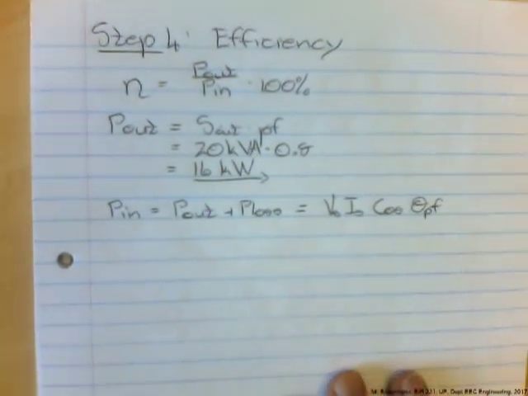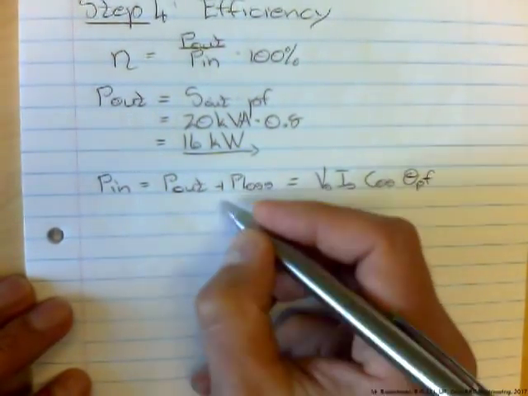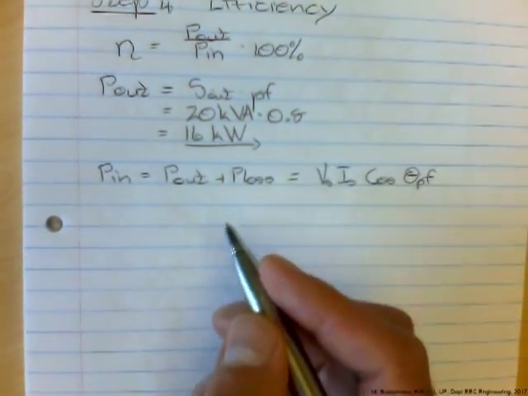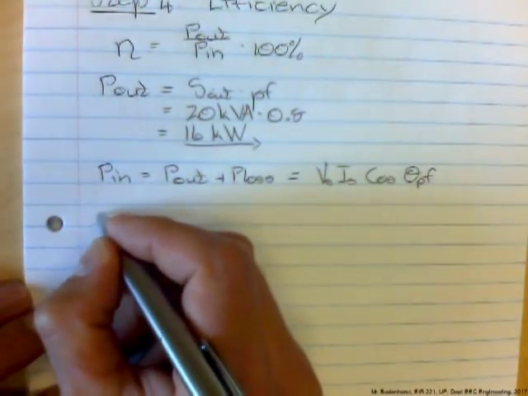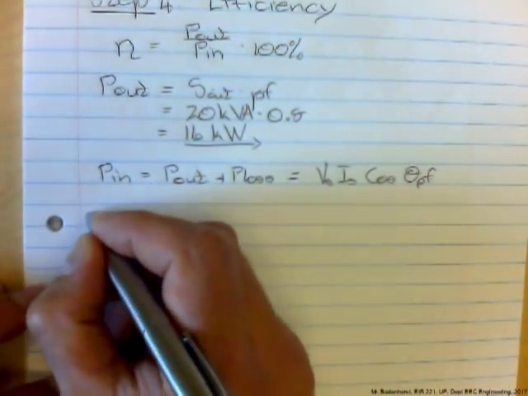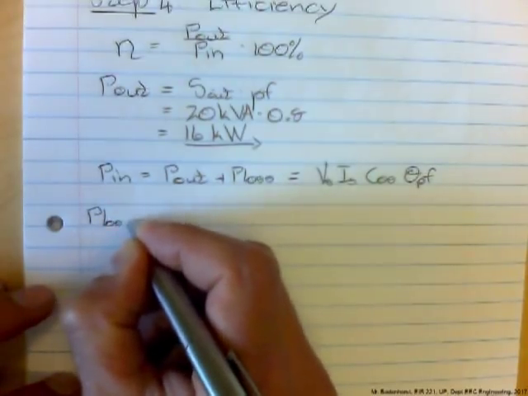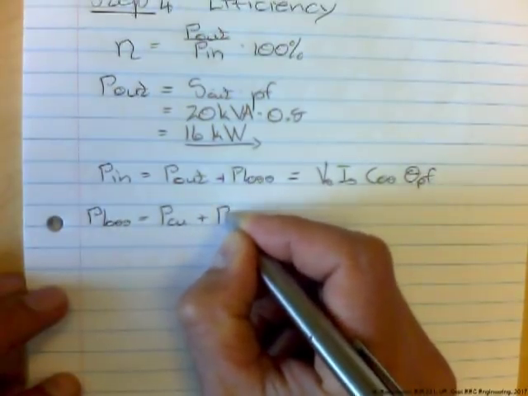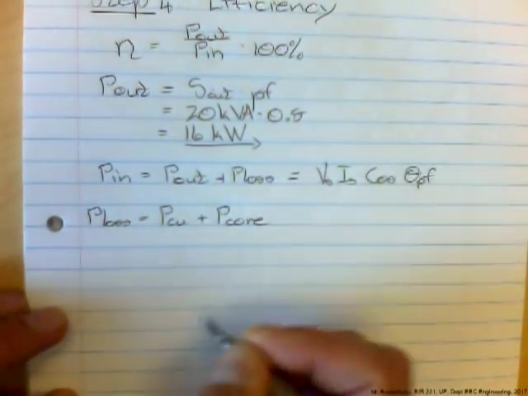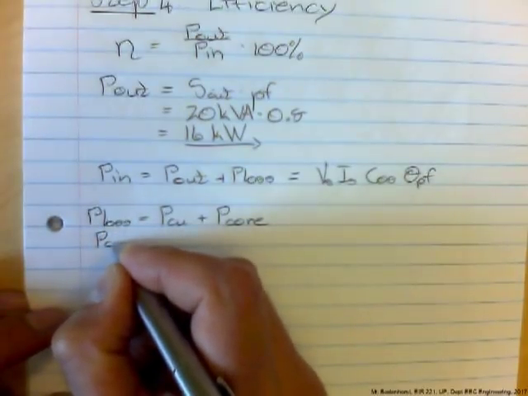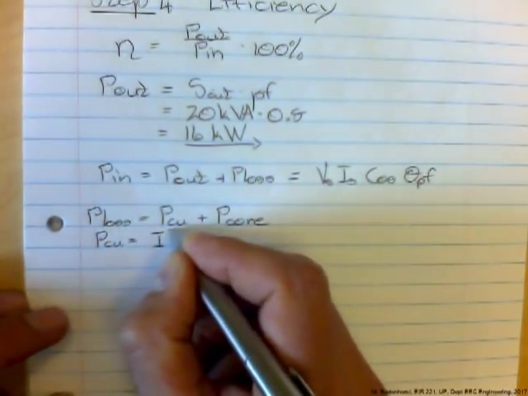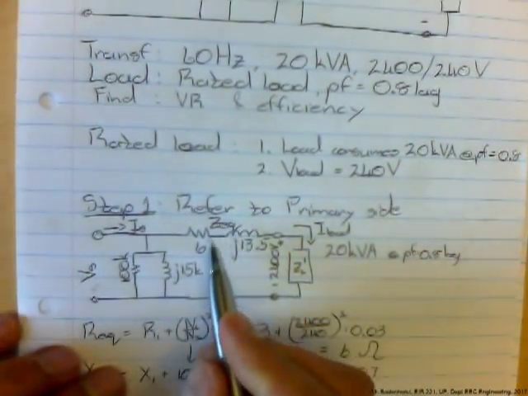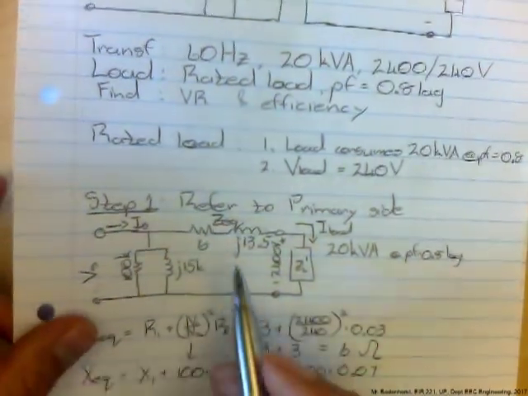So let's do both of those methods. Let's do the P out plus P loss first. I think that's what the textbook also uses, that method. So P loss is two components. We usually write it as P loss equals, as we mentioned in class, copper losses and then there's the core losses. Copper losses is I squared R losses, but what I squared R losses are we talking about? That is the loss inside my R equivalent.